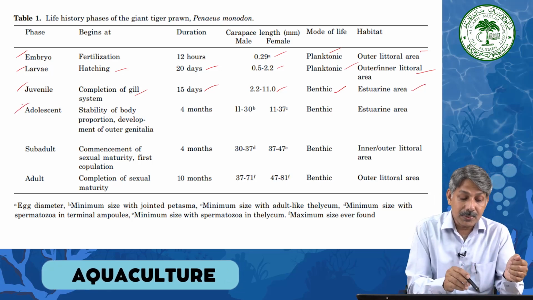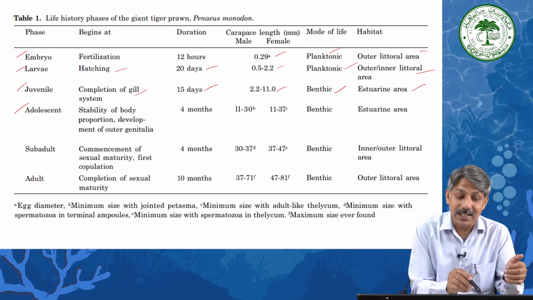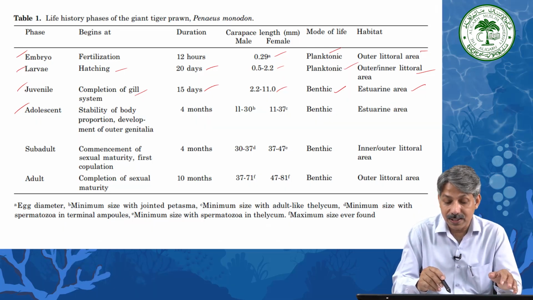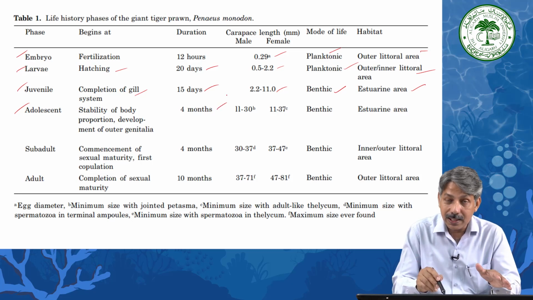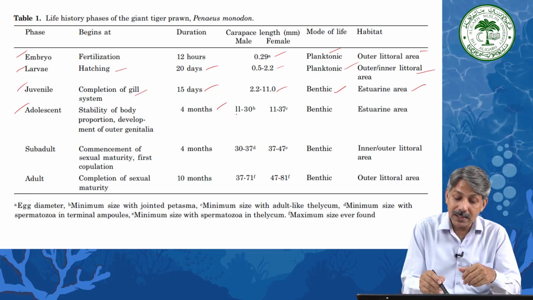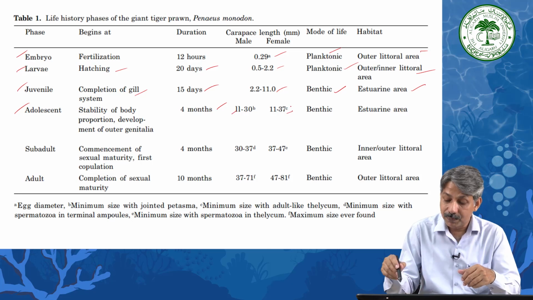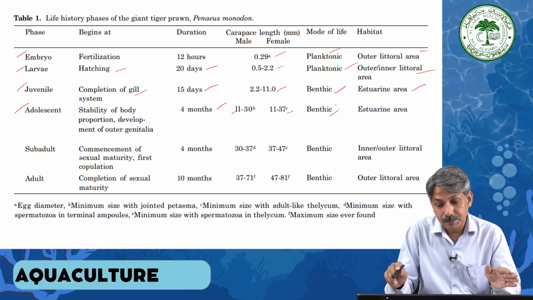Adolescent stage then comes, stability of body proportion, development of outer genitalia starts in the adolescent stage. In the previous slide also we discussed this. Duration 4 months. Here onwards you will get separate information of carapace length in case of male and female. In case of males 11 to 30, in case of females 11 to 37 carapace length. Now onwards they will remain benthic.